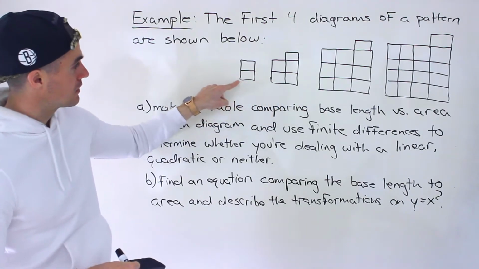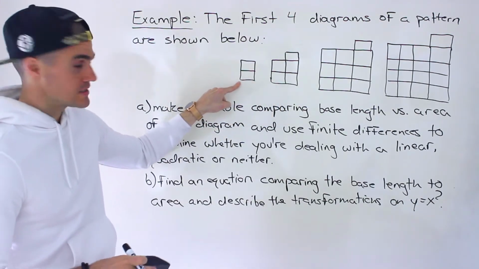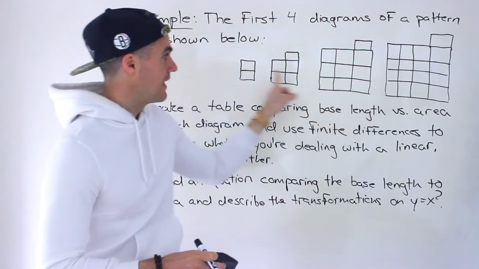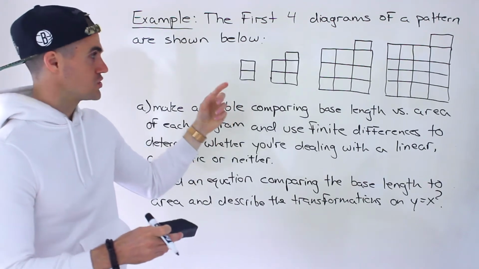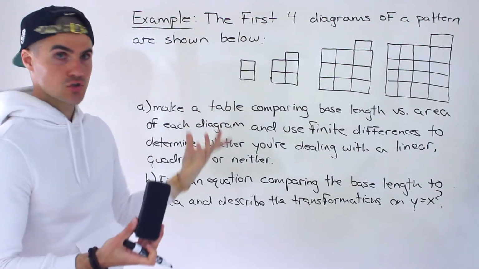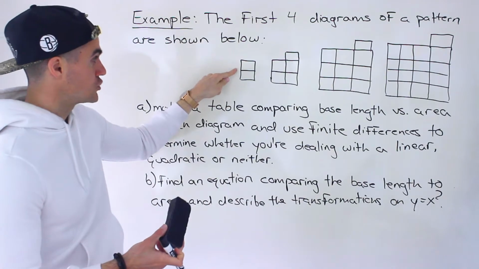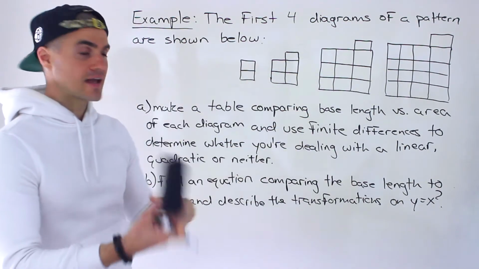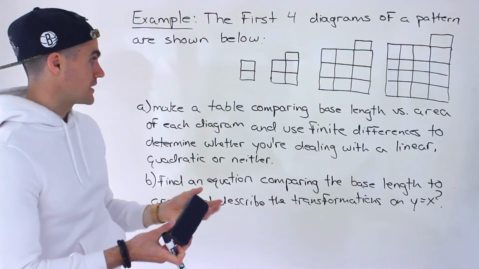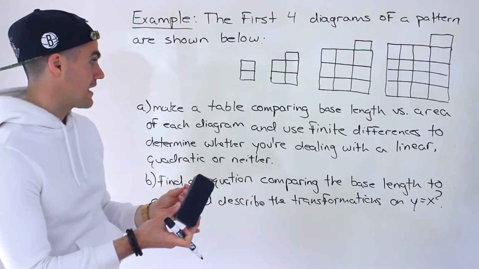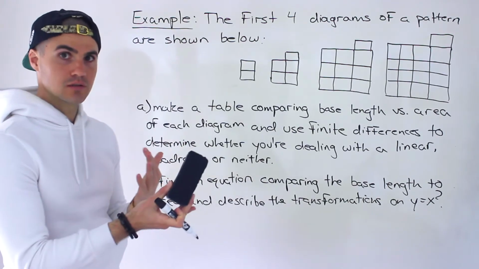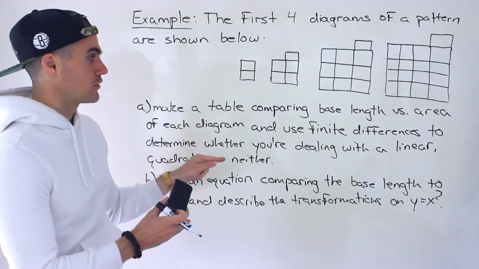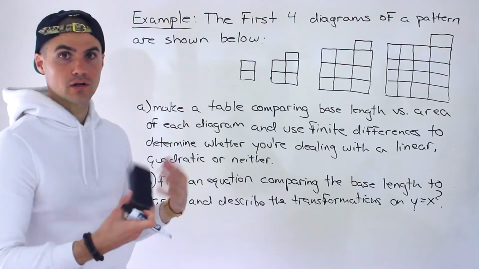So notice this one here has a base length of 1 unit, right? This one has a base length of 2 units, 3 units, 4 units. And then the area of each of those would just be the sum of the squares, right? So this one has an area of 2, this one has an area of 5, this one has an area of 10, etc. So we have to make a table comparing both of those, and then figure out what kind of relation we're dealing with. So we're going to use finite differences to determine whether you're dealing with a linear, quadratic, or neither.